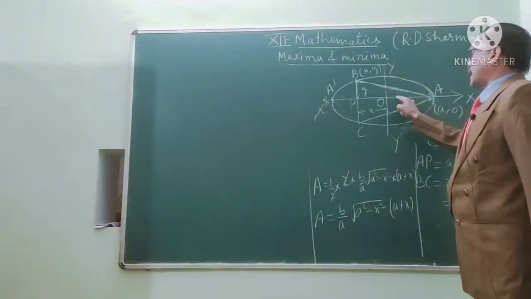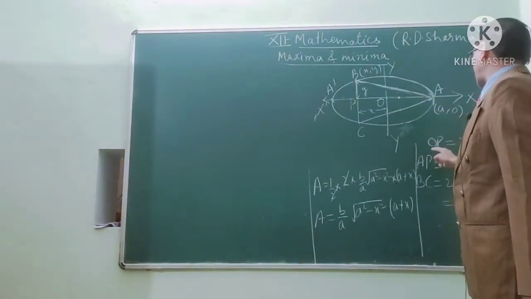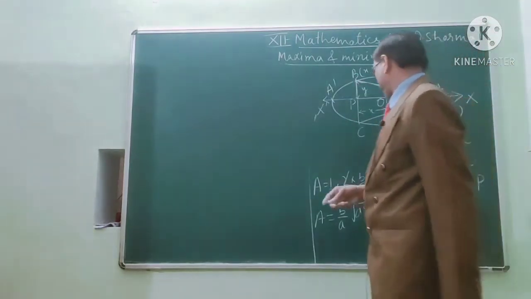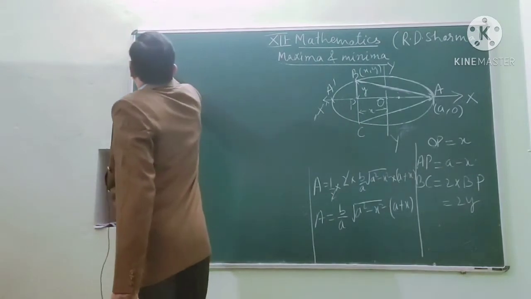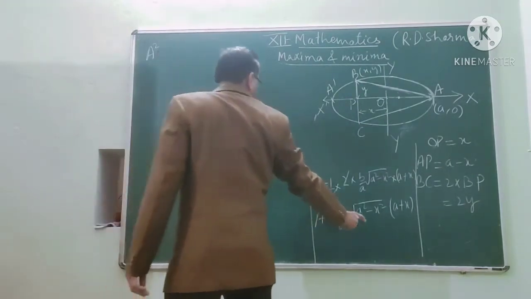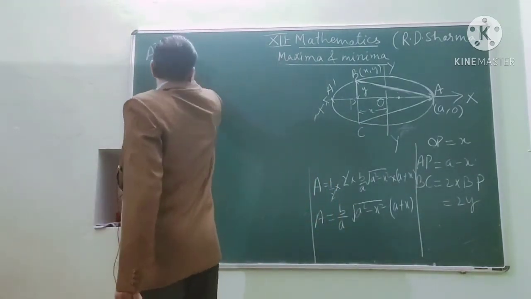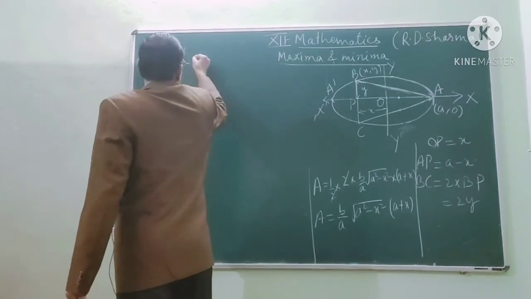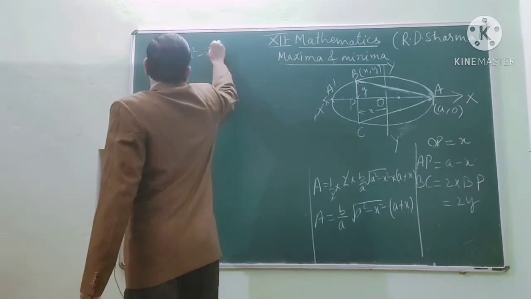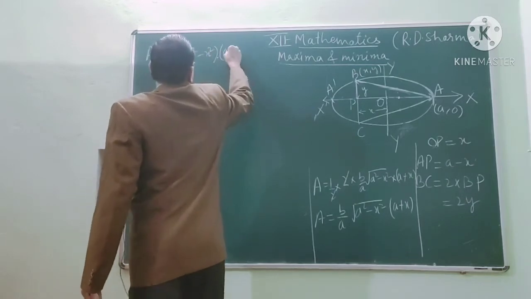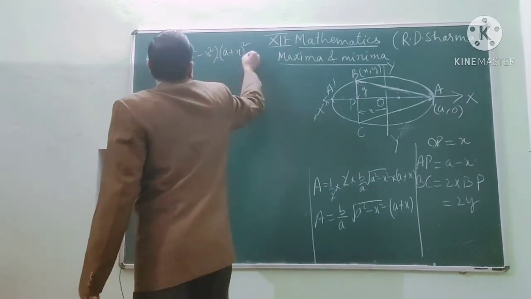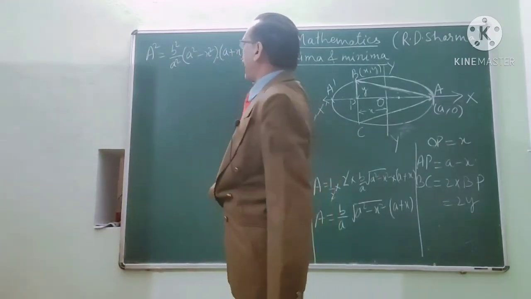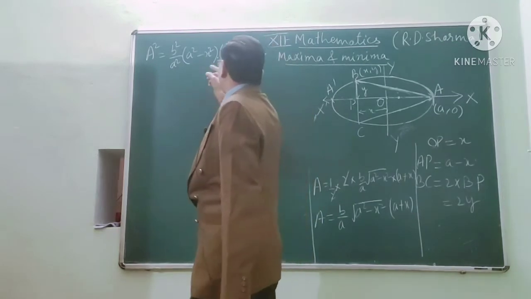Student, let the center of the ellipse be O. That's why OP equal to x, and the base of the triangle is BC. Now take the square of this because there is a root. So A square equal to b square upon a square into a square minus x square into a plus x whole square. Student, let this be Z and we will apply maxima and minima on Z.